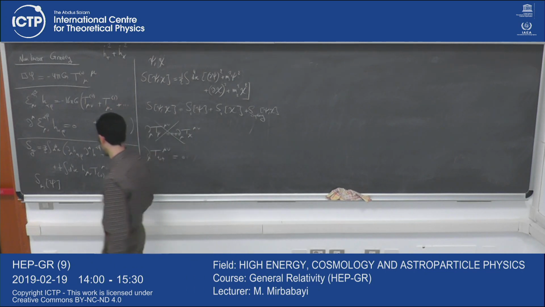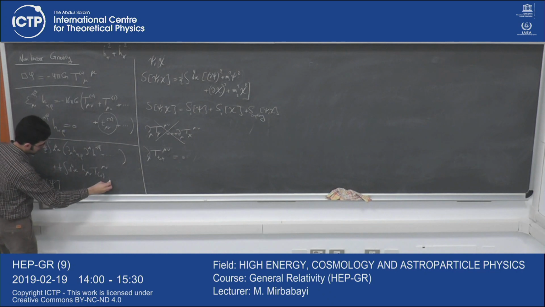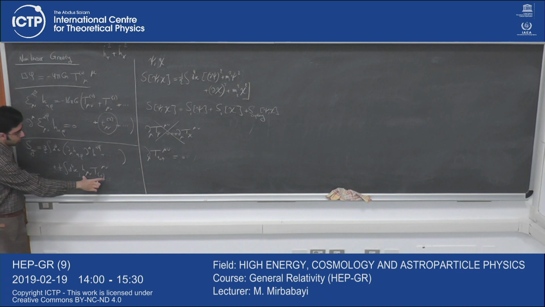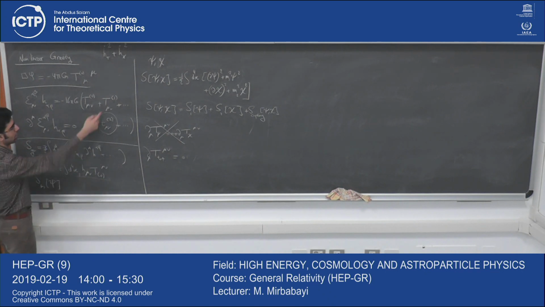So as you see, if I want to derive some conserved, if I apply Noether's theorem to this part of the action, it will be linear in h mu nu. So that is why I call it T bar mu nu.